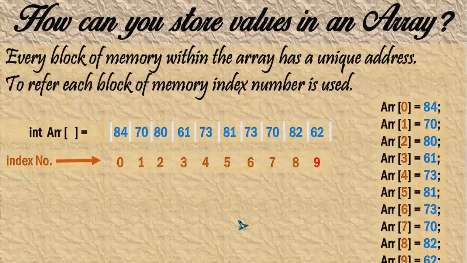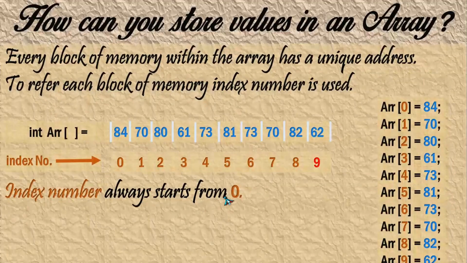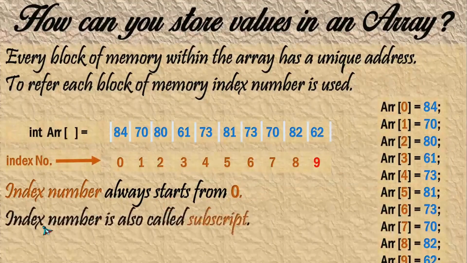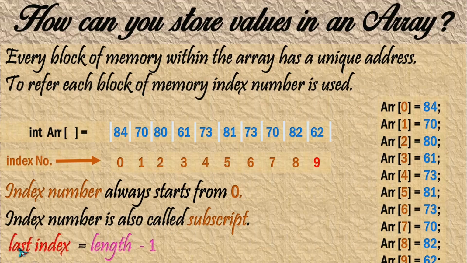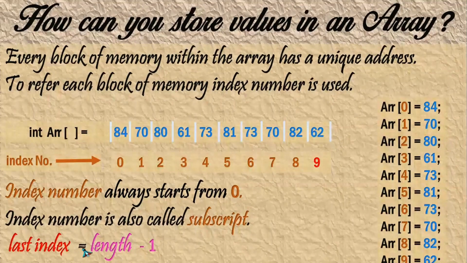So remember, index number always starts from 0. Index number is also called subscript. So the index number what we have here is also called subscript. Then the last index is always one lesser than the size of the array. That is, last index is equal to length minus 1.